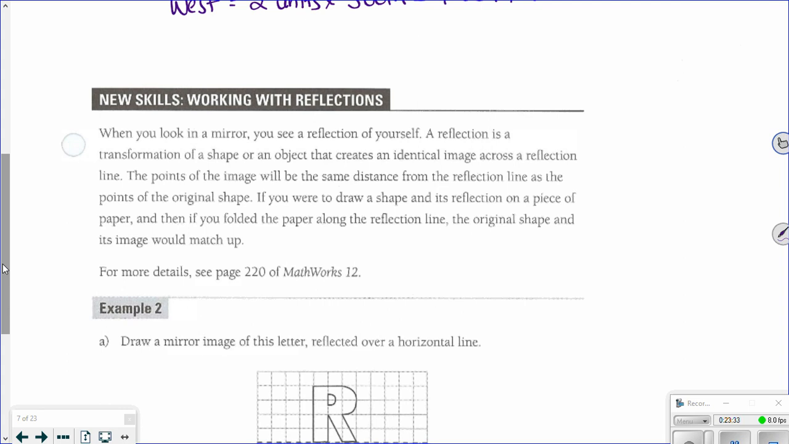Basically, it starts off with mirrors. When you look in a mirror, you see a reflection of yourself. A reflection is a transformation of a shape or an object that creates an identical image across a reflection line. This is an identical image. The points of the image will be the same distance from the reflection line as the points of the original shape. This is kind of important if you're not good at visualizing this. You're going to want to be able to count how far away things are and put them in the same place across the line. If you were to draw a shape and its reflection on a piece of paper, and then if you folded the paper along the reflection line, the original shape and its image would match up.